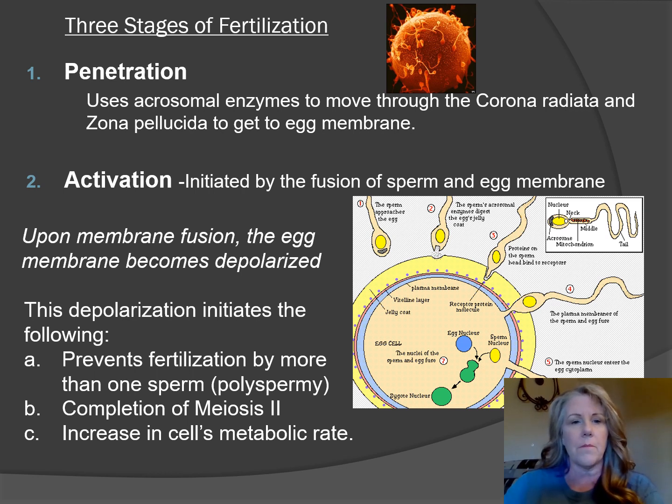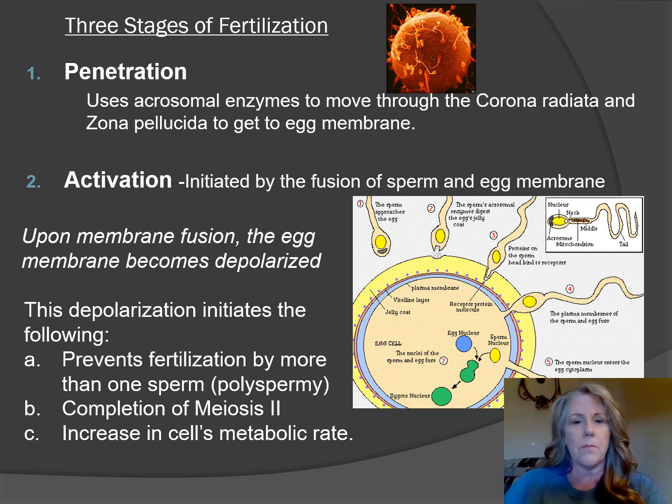All right, so that moves us into the second stage, and that we call activation. Activation is initiated by the fusion of the sperm and the egg membrane. So the egg has a plasma membrane, it's a type of cell. The sperm is a type of cell that has a plasma membrane. We don't often think of the egg and sperm as being these separate cells, but they are. They have a plasma membrane. And when that one lucky sperm cell reaches the plasma membrane of the egg, their membranes will fuse. Okay, that is what we call activation.